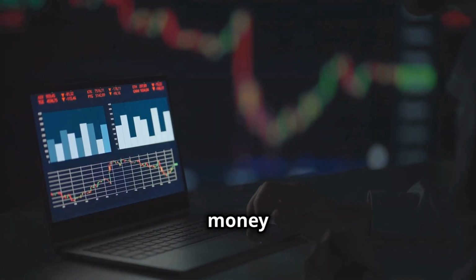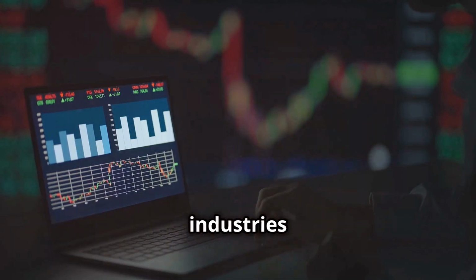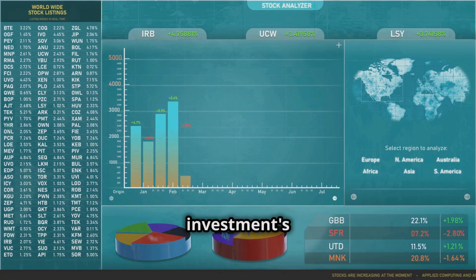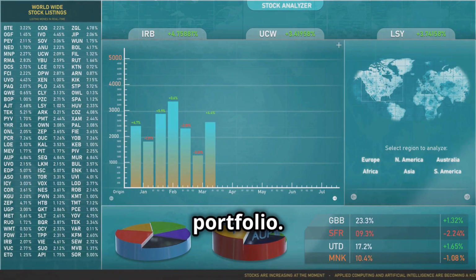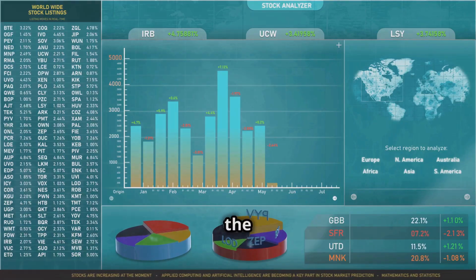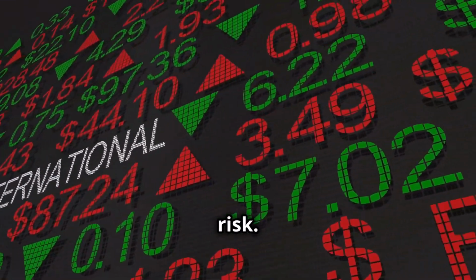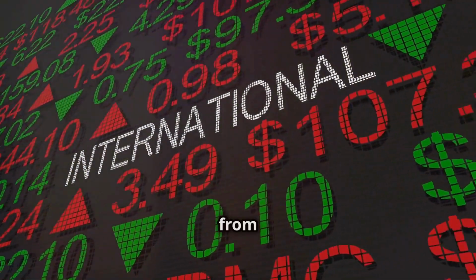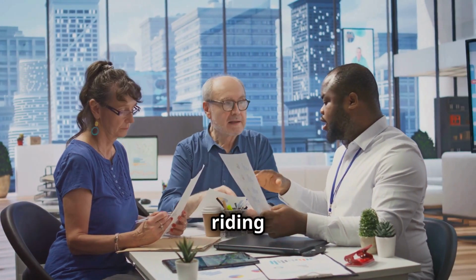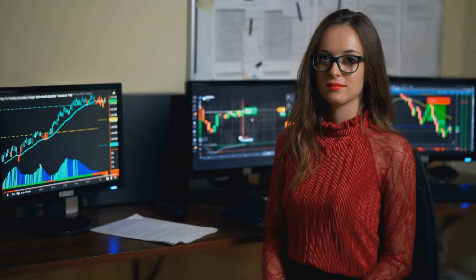Diversification means spreading your money across different asset classes, industries, and geographies. This reduces the impact of any single investment's performance on your overall portfolio. Malkiel emphasizes that diversification is one of the most effective ways to manage risk. It helps protect your capital from significant losses and ensures your financial future isn't riding on a single investment.